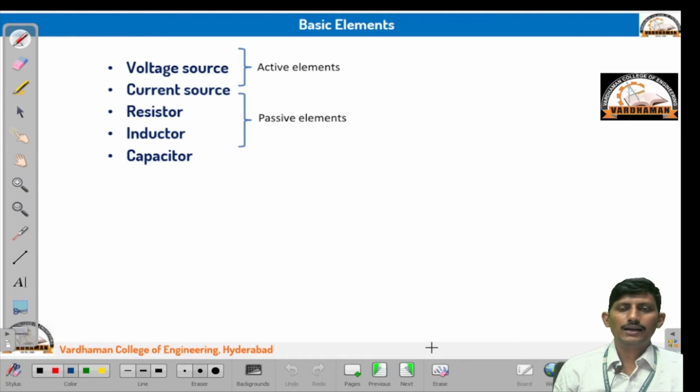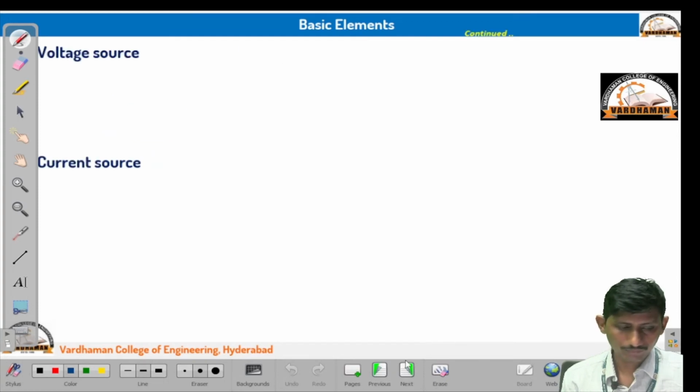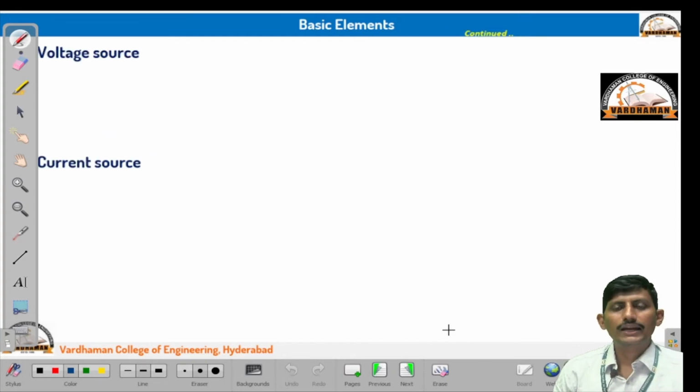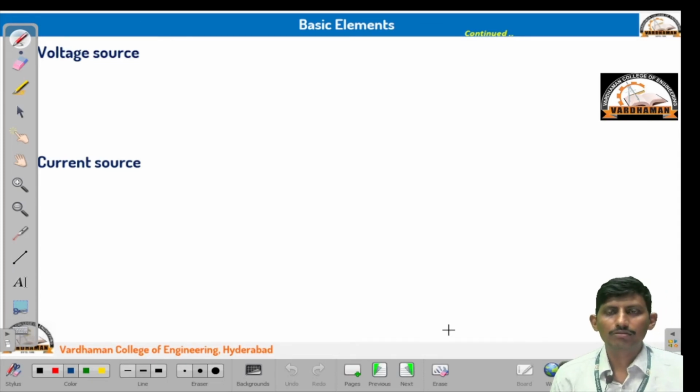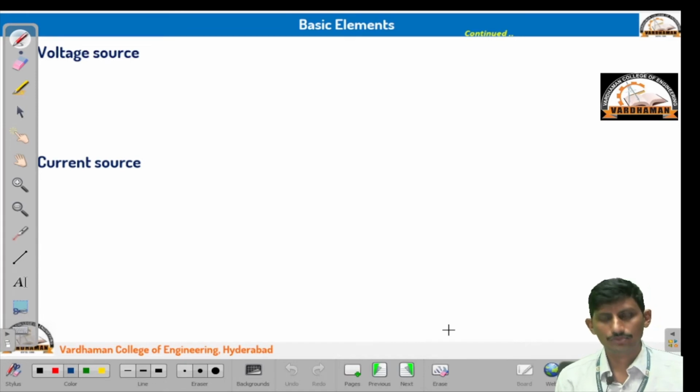Now, let us start in detail about a few basic elements, starting with the sources. As I mentioned earlier, voltage source and current source are active elements, whereas resistor, inductor and capacitor are passive elements. Voltage source and current source can be ideal or practical. However, while simulating or analyzing the properties of these elements, we consider them to be ideal. However, in practical cases, their properties change a little. How they change, we will discuss now.